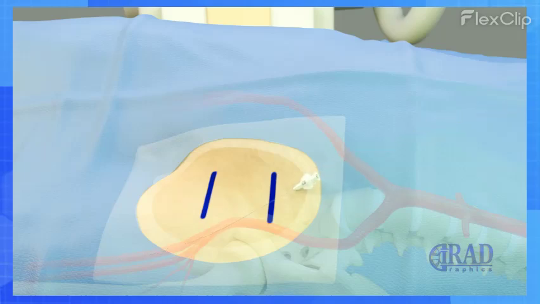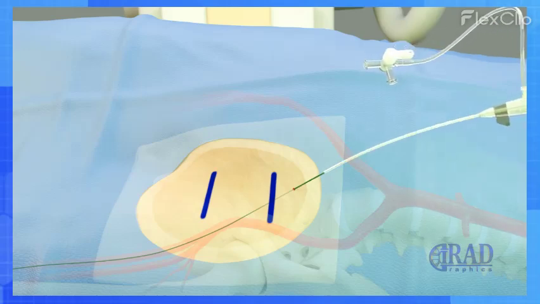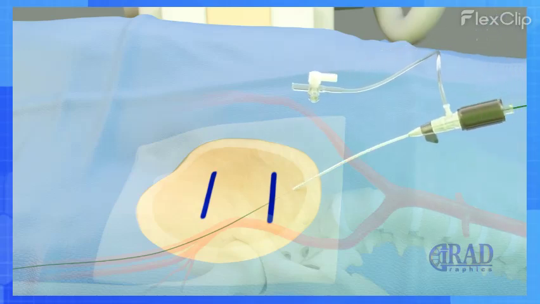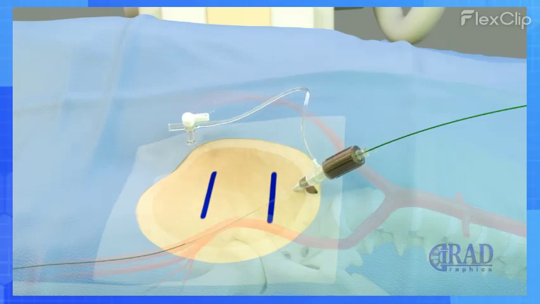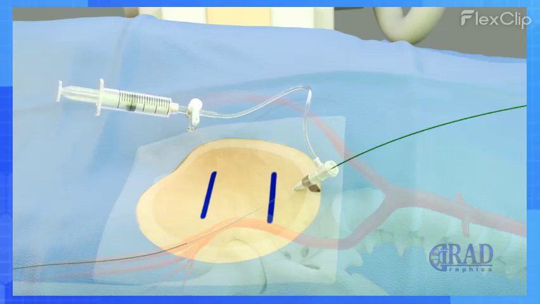The microwire and inner dilator of the transitional sheath are replaced with a larger wire, which is advanced through the transitional sheath into the distal ipsilateral superficial femoral artery. The outer layer of the transitional sheath is then exchanged for a vascular sheath. The dilator of the vascular sheath is removed. At this point, the sheath is aspirated and flushed with heparinized normal saline.